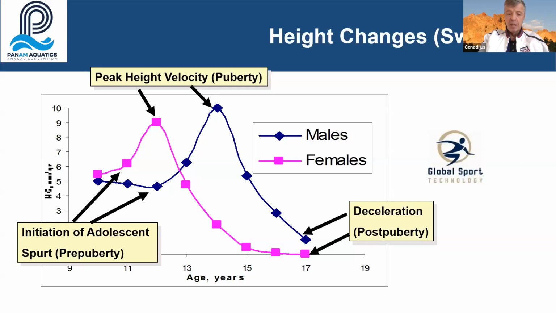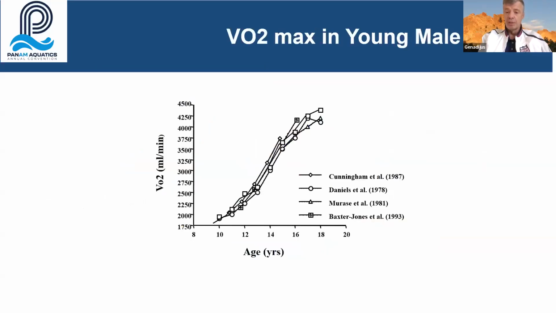For example, if you see here, at age 10 and a half girls start growing faster. Boys start growing faster at age 12 or even 12.5. So having this information about height changes, you can already change training for your swimmers. And that's important for their long-term development.